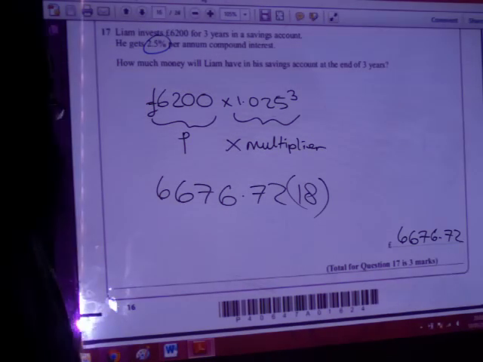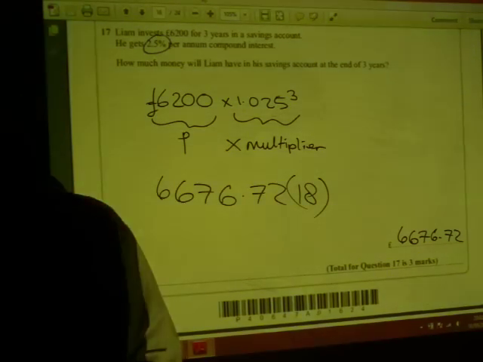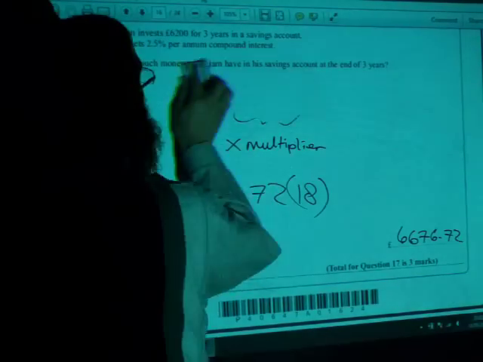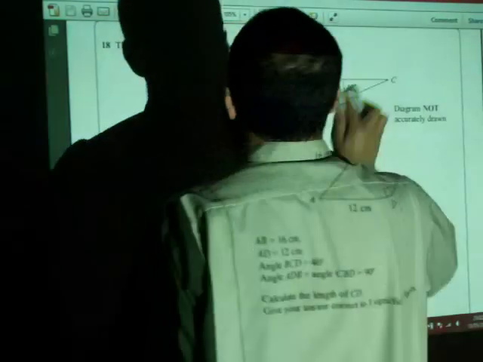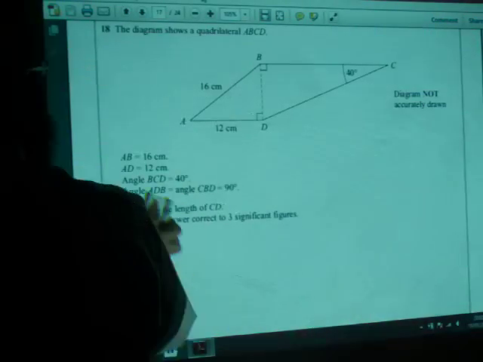Okay, Smia, are we ready? Are we ready for the next one? Yeah. Okay. Get that answer, Smia? Yeah. Okay, is it nice and big? No, that's lovely, nice and big.